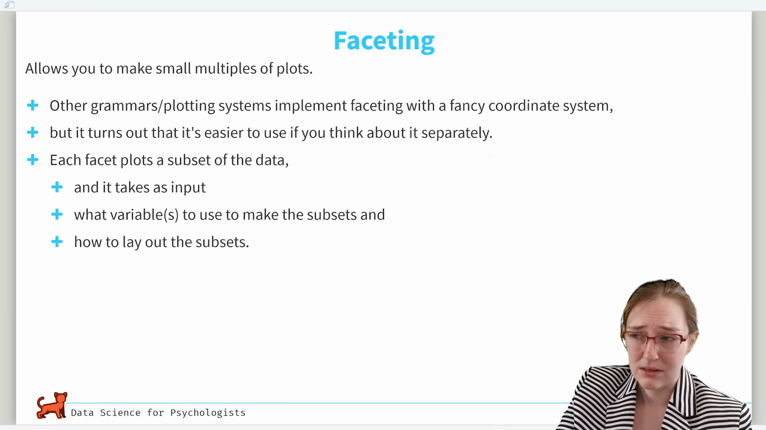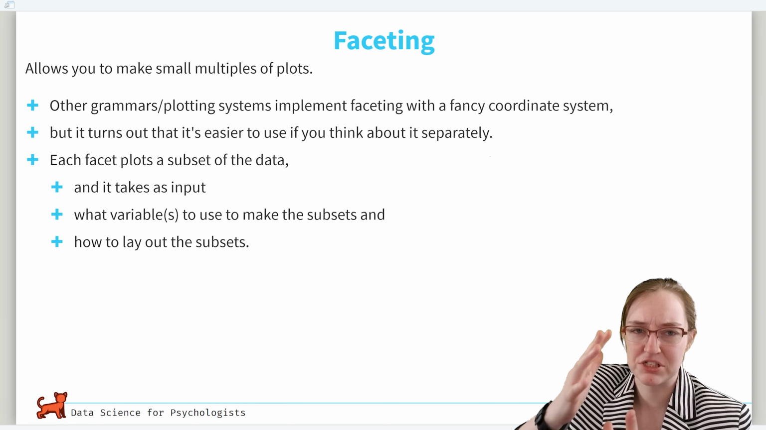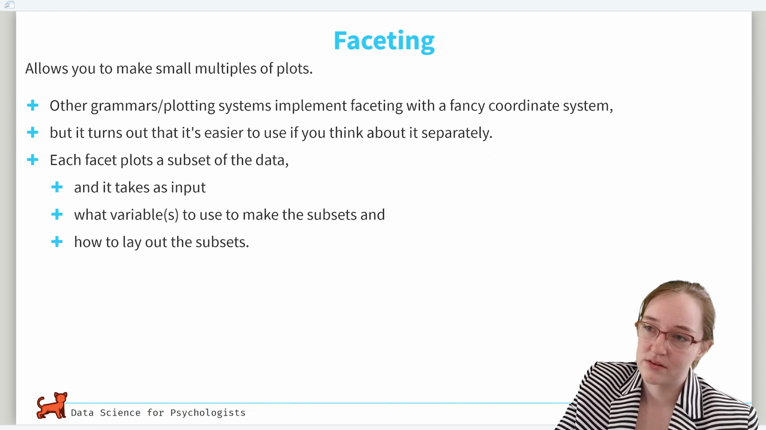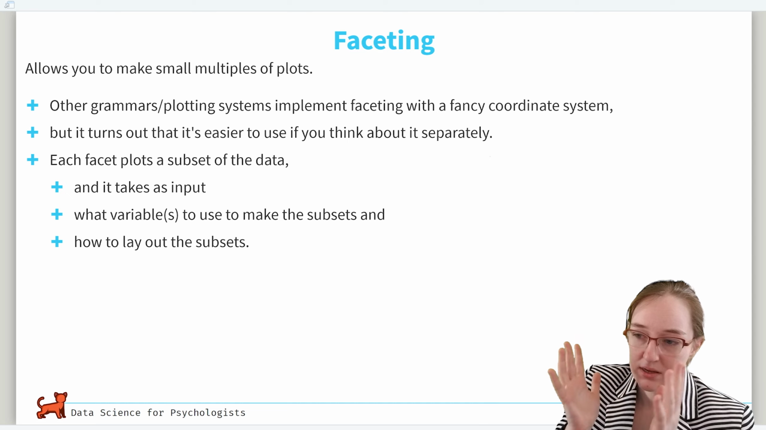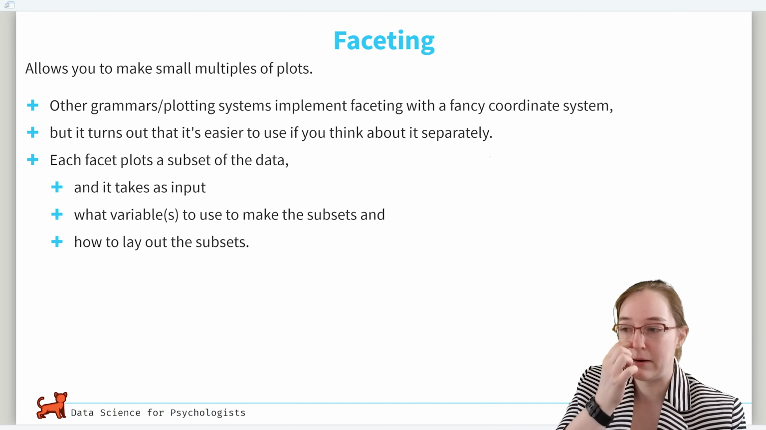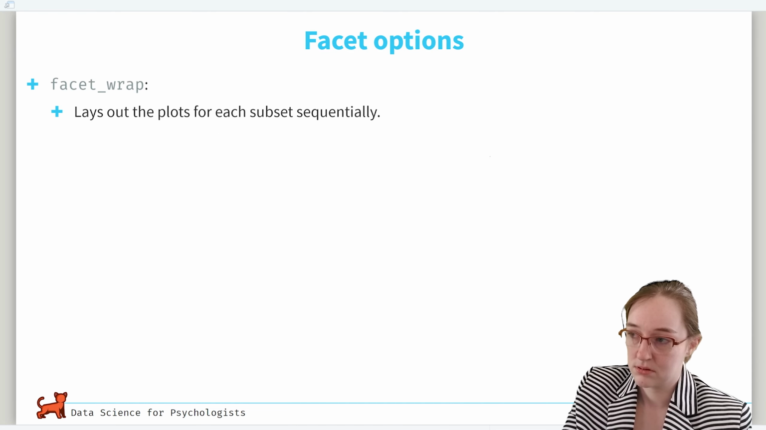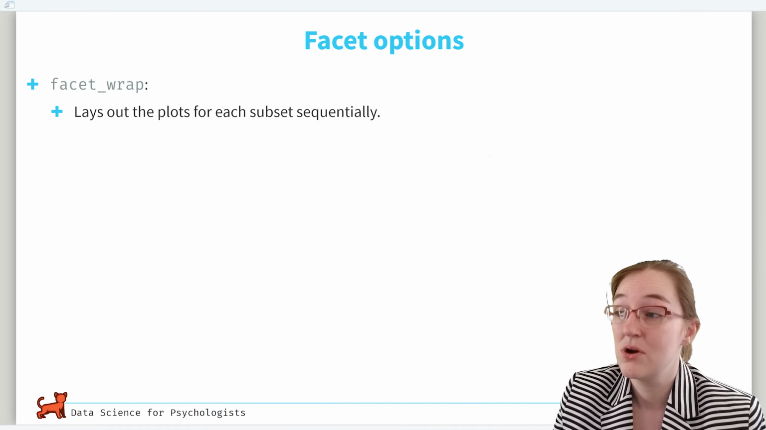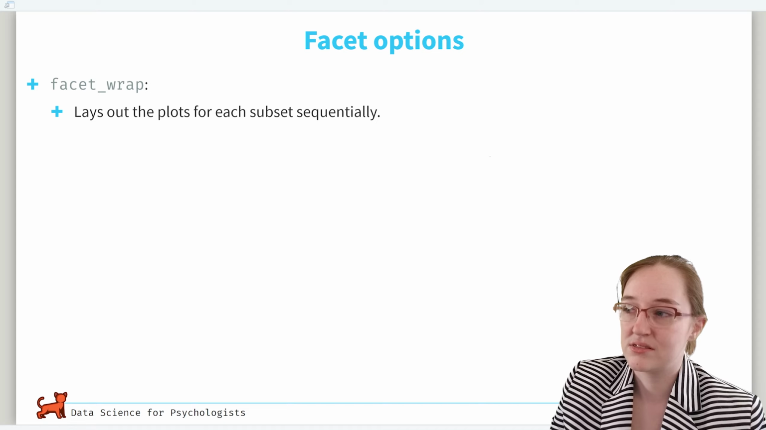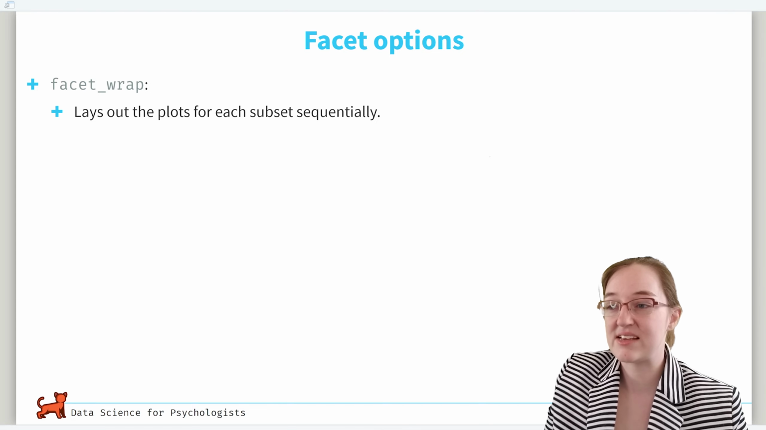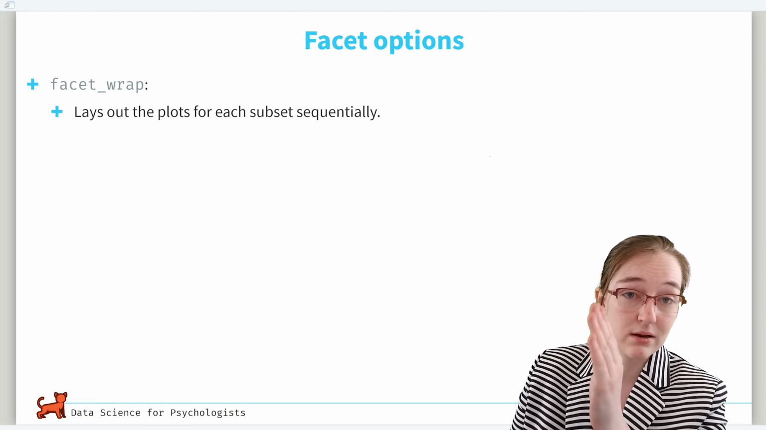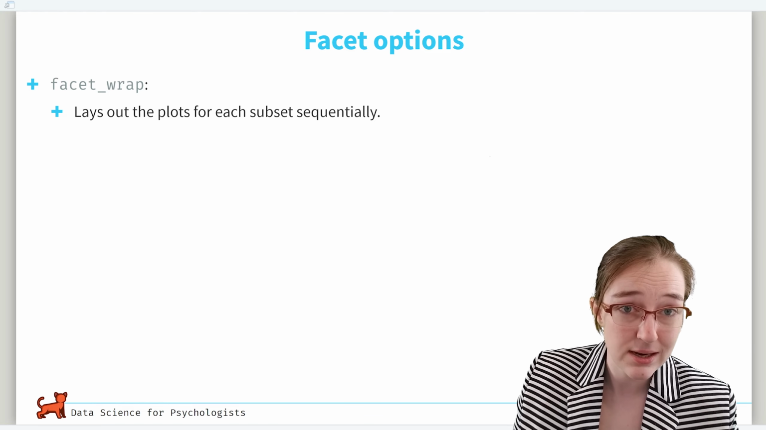That's it. Instead of having to partition the data after the fact, it's just way easier to think about it like you sliced it up and then you just did the same plot with all the slices. Now, for faceting, there are a couple options. One is how you wrap it. So facet wrap lays out the plots for each subset sequentially. So they just go like 1, 2, 3, 4, 5. It's very exciting.